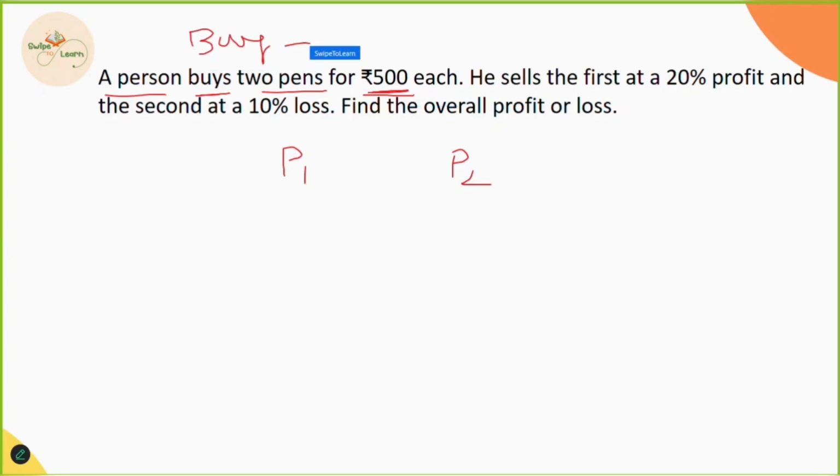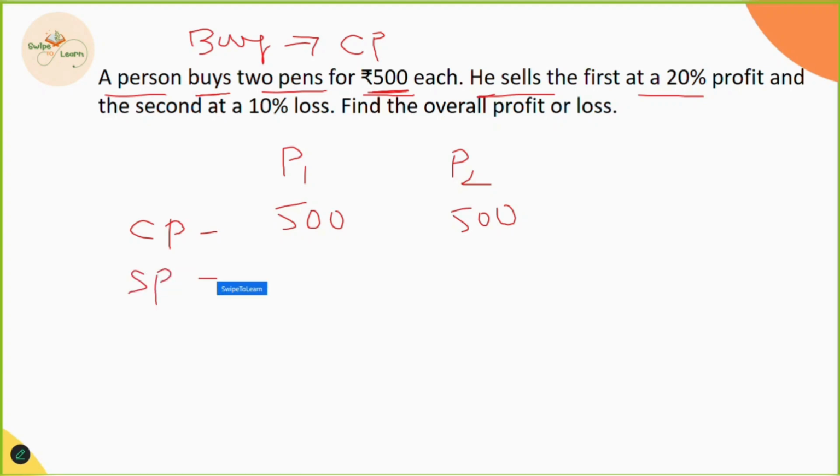When he is buying, it is considered as cost price. So the cost price of each pen is 500. So 500 rupees is for pen 1, 500 rupees is for pen 2. And he sells the first pen at 20% profit. Okay, the selling price is not mentioned in rupees, it is mentioned in percentage.